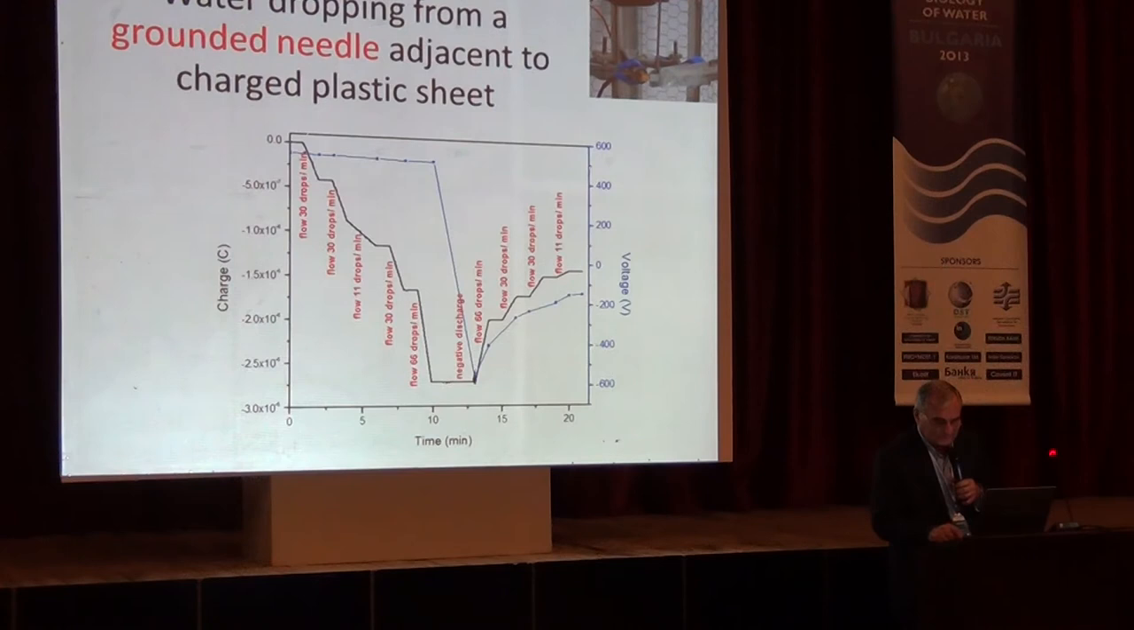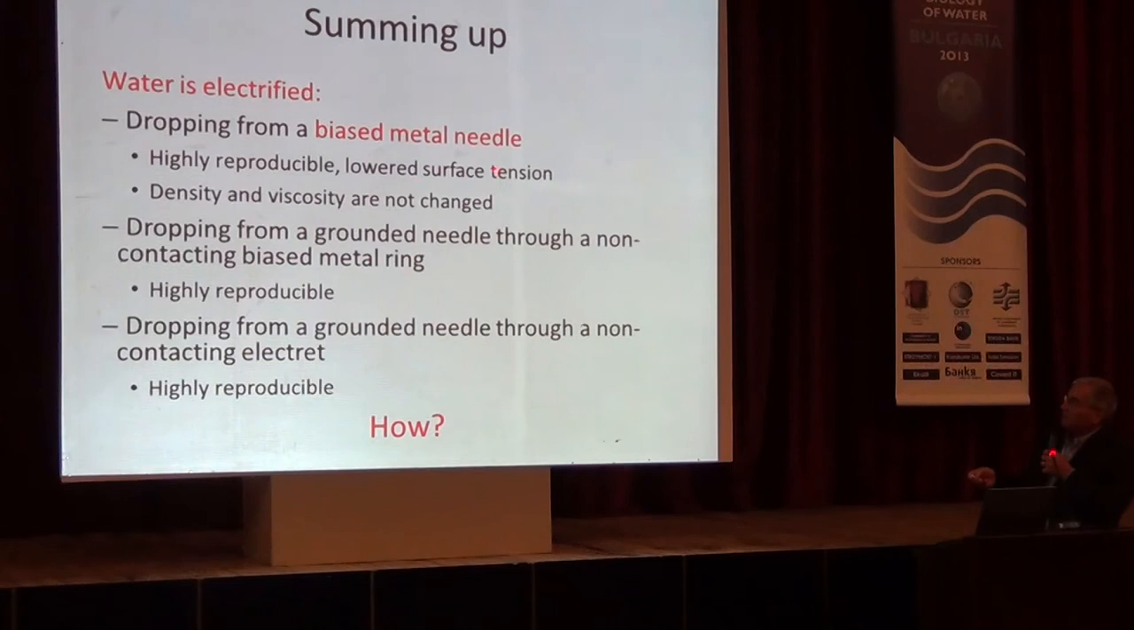So summing up, water is electrified by dropping from a biased metal needle. That's very highly reproducible. I did not show the data, but we also measured density and viscosity of the charged water, and they don't change. So this kind of charging I consider a surface phenomenon. Charge accumulated at the surface. So, dropping from the grounded needle and so on. So how do we explain this?